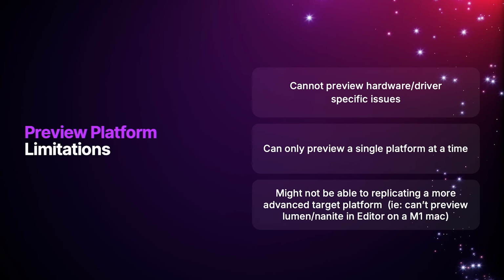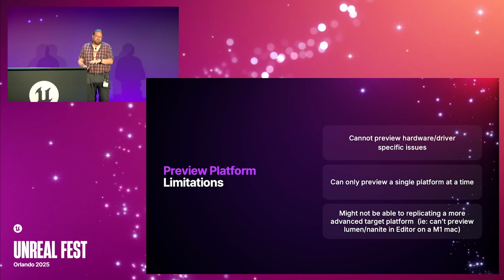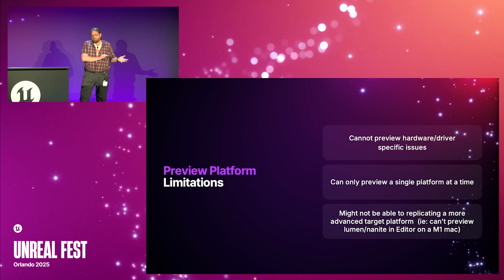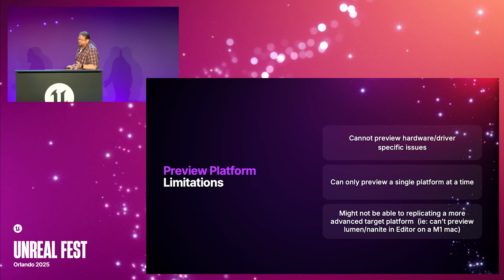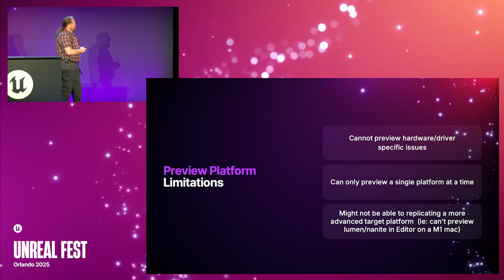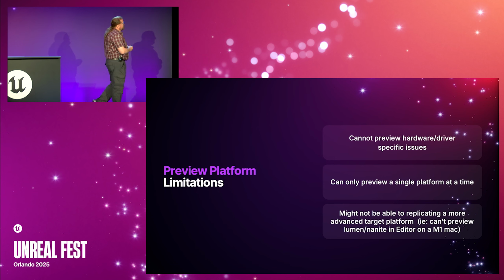And this is an interesting one. You can't replicate a target device with a lower-end system platform. So in this instance, if you have an M1 Mac, it doesn't do Lumen, well, not a good one. It doesn't do Nanite. So you can't simulate Nanite on a target device if your underlying platform doesn't support it. So you probably want to use a high-end development system, maybe an M3, M4, or a Windows machine, as those support everything, to do most of these platform previews.